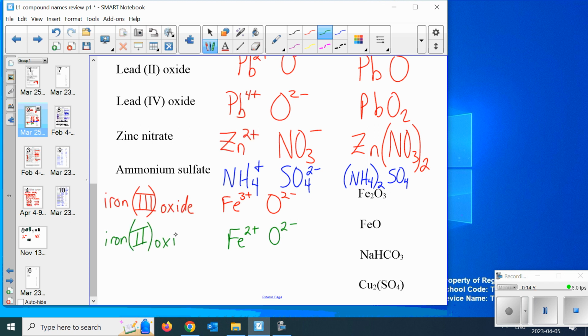Oxygen. You must have the Roman numeral. If I say iron oxide without the Roman numeral, I don't know if it's the Fe2 or the Fe3.